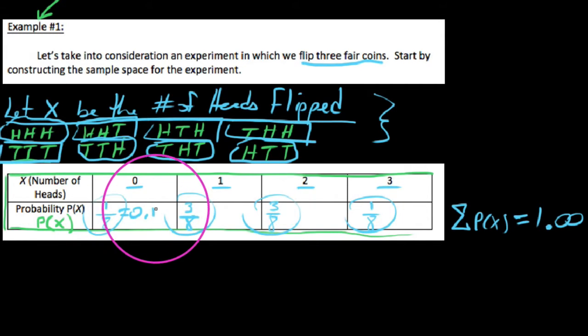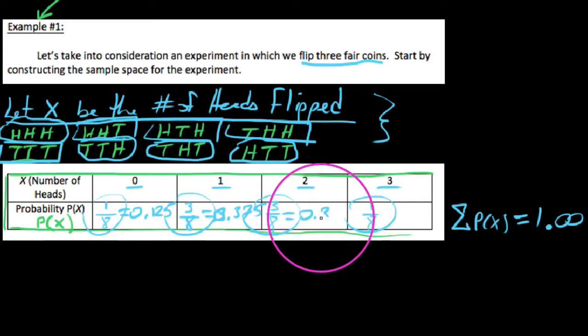Okay. Furthermore, we can convert these to decimals if we'd like to. We've got a 12.5% chance here, 0.375 here, 0.375, this would also be 0.375, and this one back here would be 0.125. And if we summed all these, we can see also that we get 100% of the possibilities here.